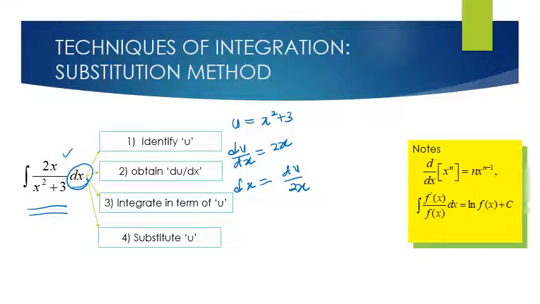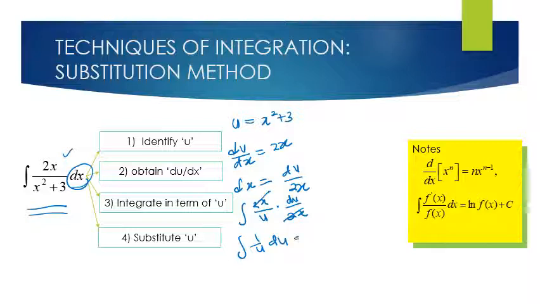Okay, next we substitute back into the equation. We have 2x, we just copy that. Then we have over x squared plus 3, which is equal to u. Just now we substituted with u. And for dx, we have du over 2x. Then we can simplify because this is a multiplication term, so we can cancel the 2x and 2x. Then we will get only 1 over u du.